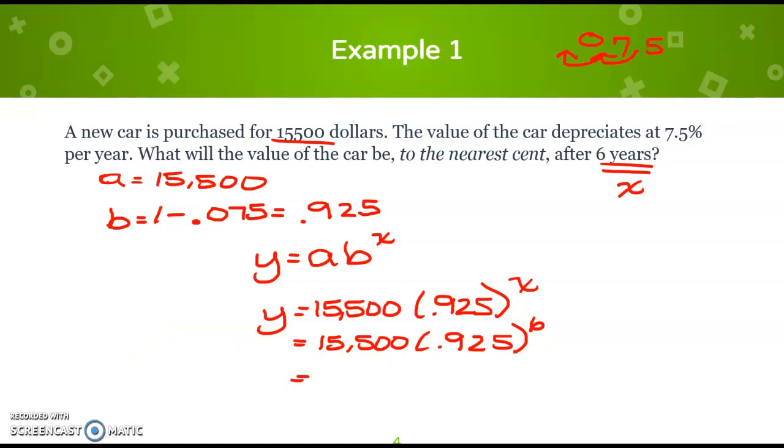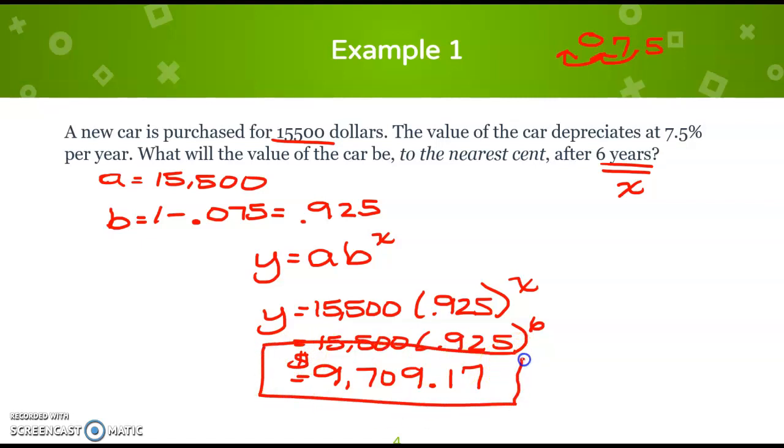Put that in my calculator, 15500 times 0.925 to the 6th power, and that car is now worth $9,709.17. So it is worth that much. It is depreciated that much, from $15,500 to $9,709.17 after 6 years.